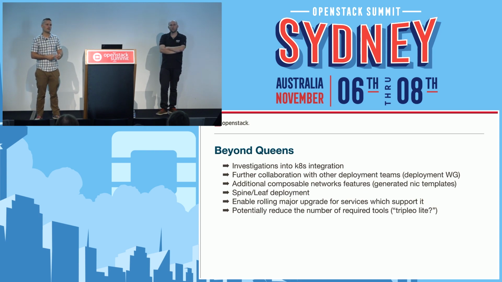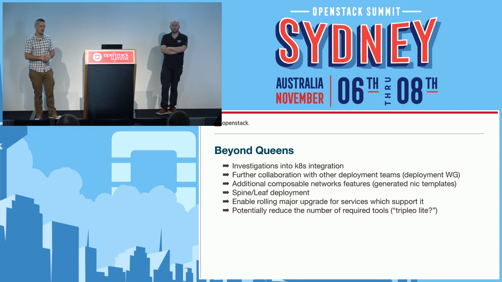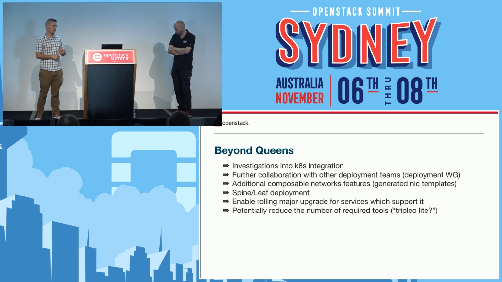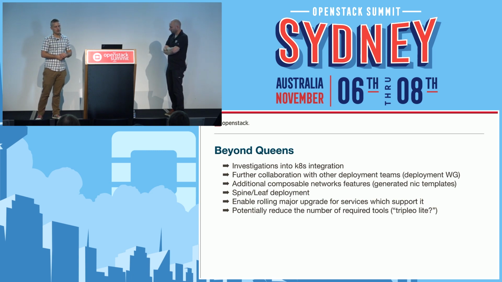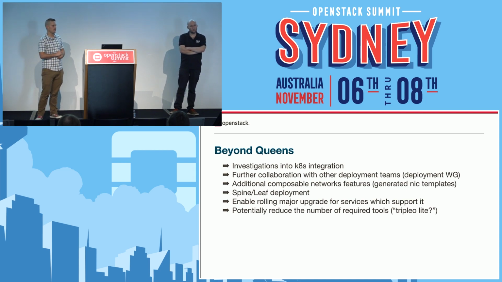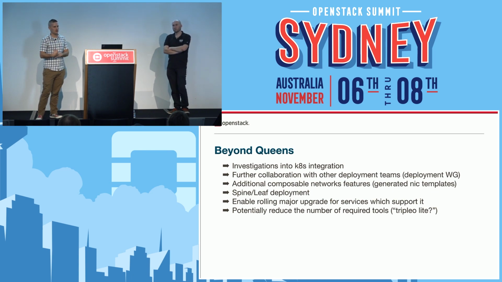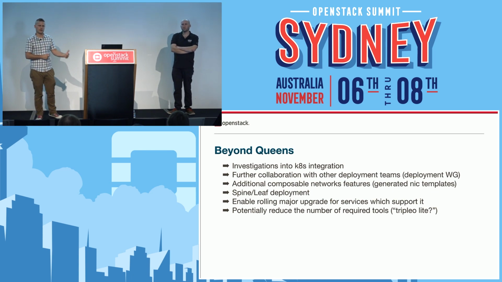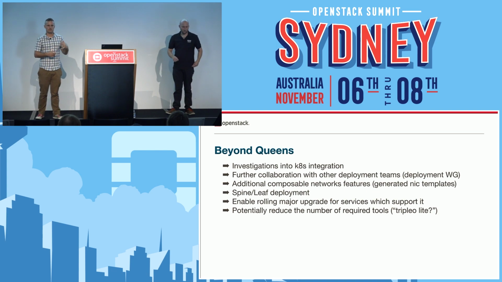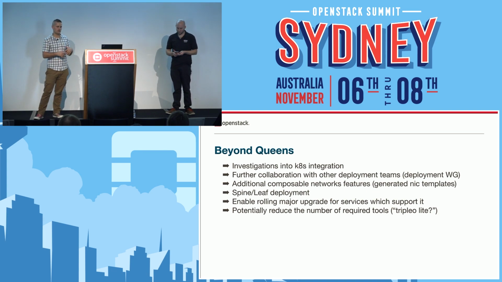The composable networks was done in Pike, as we said, but we are also looking at improving the usability of this feature in Queens and beyond, as well as the spine and leaf deployment. That's something that is ongoing. We don't know if we will commit that in Queens, but that's part of the roadmap. We are looking at enabling the rolling upgrades for services that are capable of doing this.